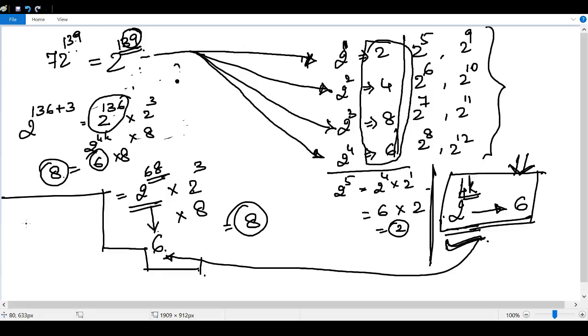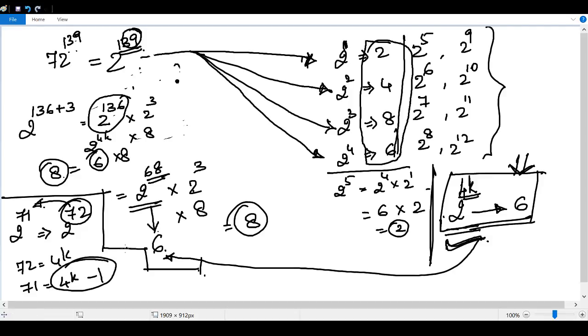You can actually look at, for example, the previous question of 2 power 71. Do you realize that 72 is a multiple of 4? So when you say 72 is a multiple of 4, you are looking at a number which is 1 less than that. So you are looking at a number which is 1 less than a multiple of 4.